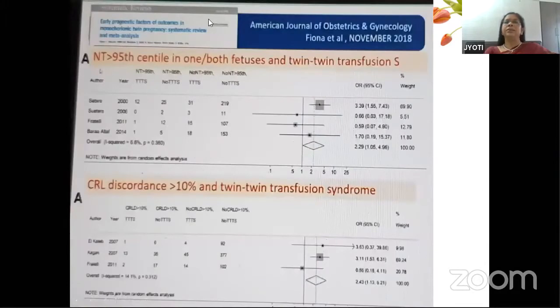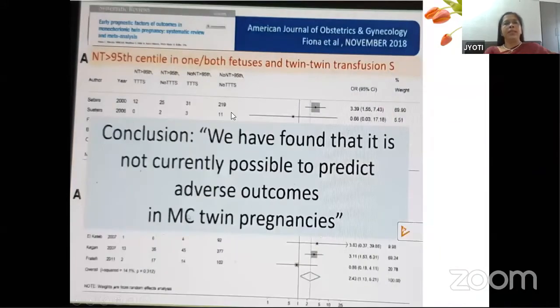So this is a study from November 2018. What they did was they studied NT more than the 95th centile in one or both fetuses and TTTS, and CRL discordancy of more than 10% and TTTS. What they found is that it is not currently possible to predict adverse outcome in monochorionic twins. So the take-home message is we have to be on the lookout for these complications developing if a difference is noted.